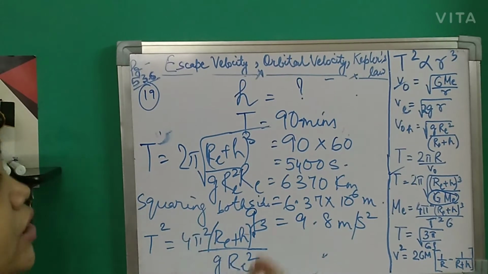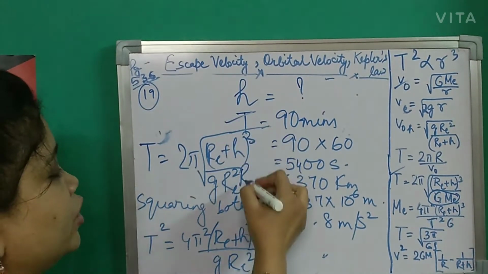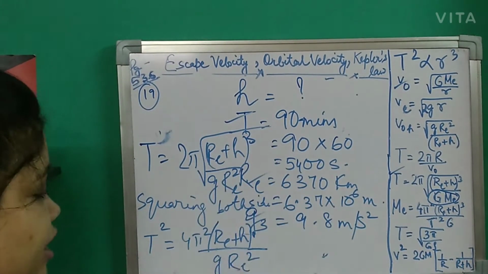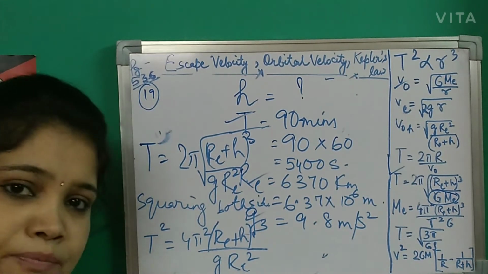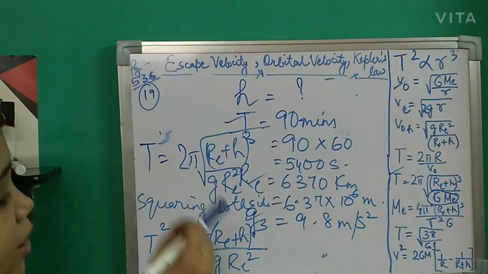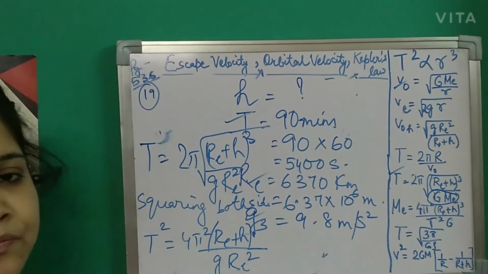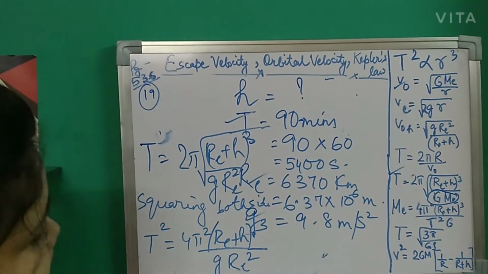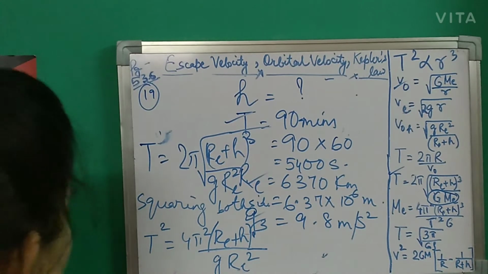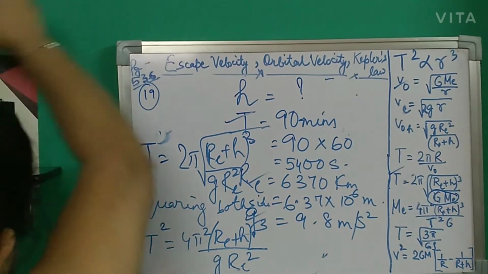Just put the values. You know the value of T, you know the value of RE, you know the value of G. You can easily find out H. Students, please put the values, solve, and you will get the answer for H. I hope sum 19 is clear to you. After this, we go to sum number 20.